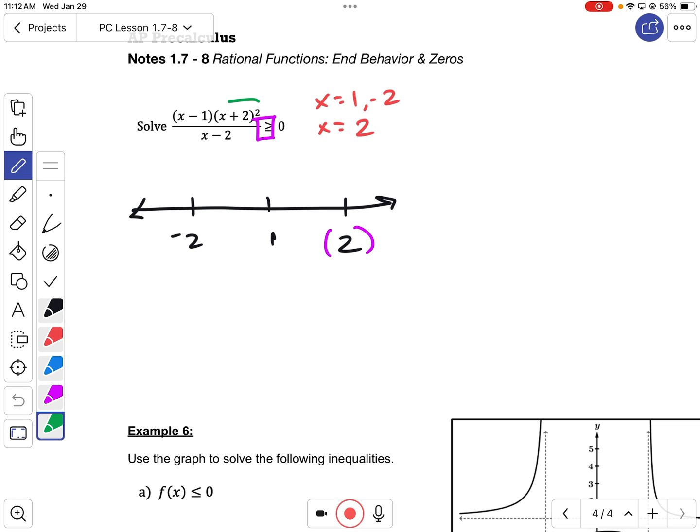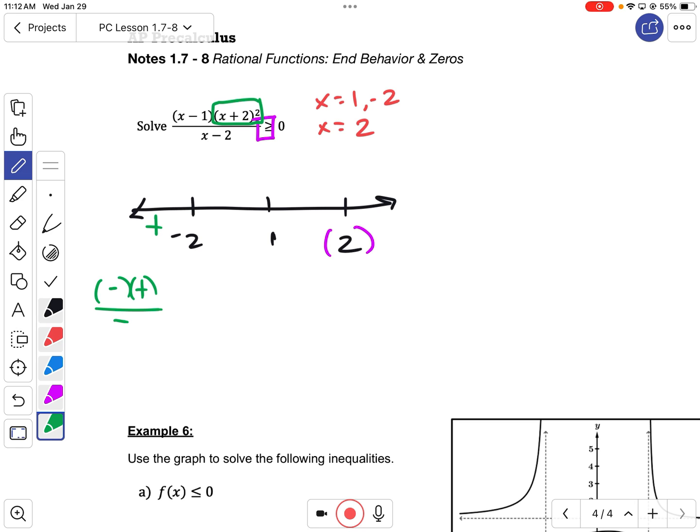This x plus 2, what's going to happen when I square it? It'll always be positive. So the only one that's really going to control anything is the first parenthesis. You can skip plugging into the second parenthesis or you can plug it in, it all works the same. I'm just trying to save you some time. So if I do -3, -3 minus 1 would be a negative. The second one's always positive. And -3 minus 2 would be a negative. So I should get a positive.